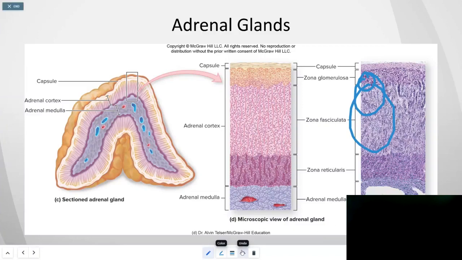And then over here you can see, which layer is substantially thicker out of the 3? Fasciculata. Okay, so the glomerulosa is a very thin bed of cells. It's a very small layer. Fasciculata makes which hormone? Cortisol-based hormones. And then the reticularis is androgen.